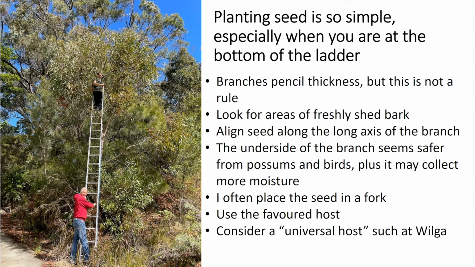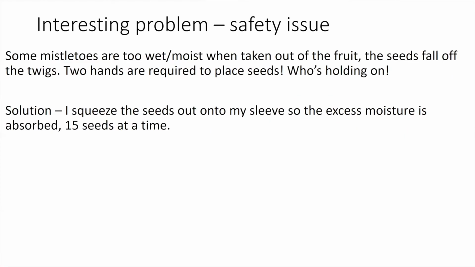And mistletoes need sunlight to grow well. So you might put them on a branch somewhere, and then the tree grows on, everything grows, it's in the shade. That mistletoe is not going to do too well. So try and find a branch that's going to have sunlight for quite a few years. So there is a safety issue when you're growing mistletoes.